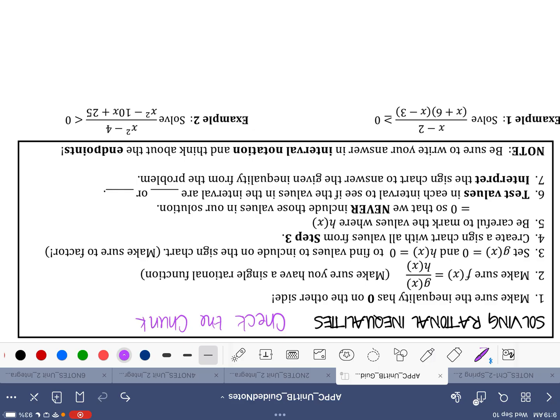Check the chunks. So checking the chunks, you have to figure out how to make the inequality have one side be 0. I'm probably not going to give you any inequalities, at least not yet, that are not already one side being 0. But one side has to be 0. So looking at example 1, is one side 0? Yeah, okay, good. Then you have to make sure that it's a single rational function.